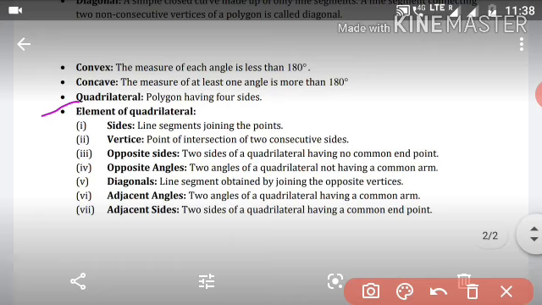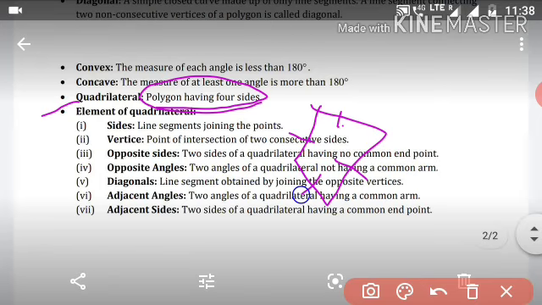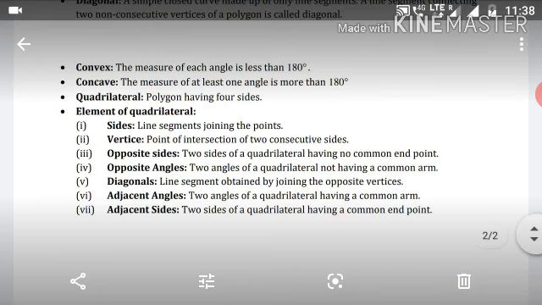Now the next is quadrilateral. So quadrilateral means we know, isn't it? A polygon having four sides. So any polygon with four sides. Polygon means any closed figure is called a polygon. Now this is a closed figure. So how many sides are there? Here there are four sides, isn't it? So this is called what? Quadrilateral. So any figure with four sides is called a quadrilateral.